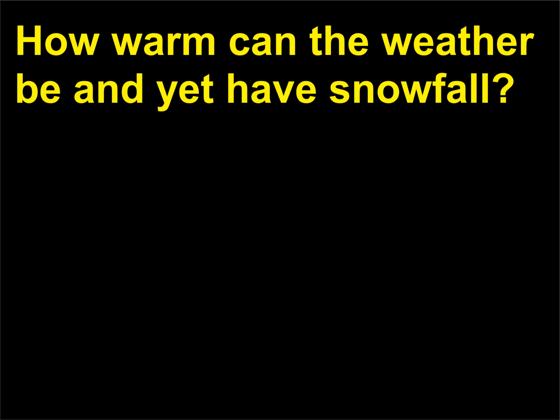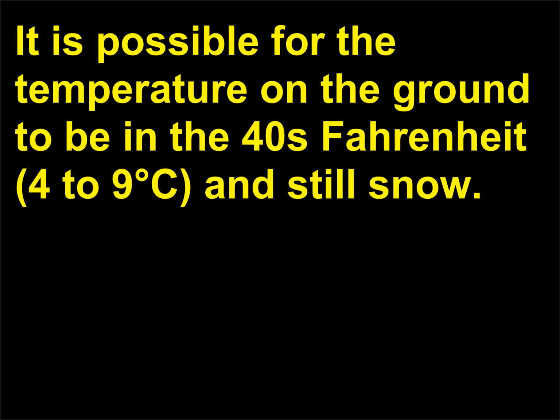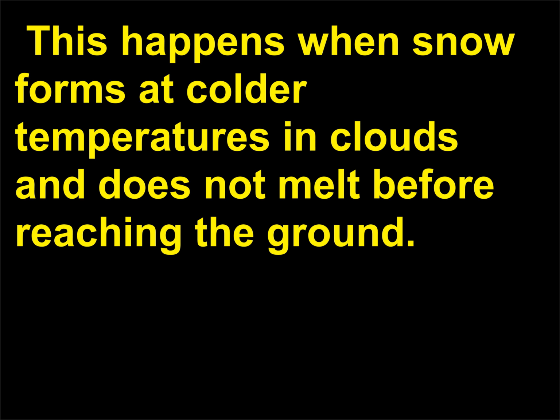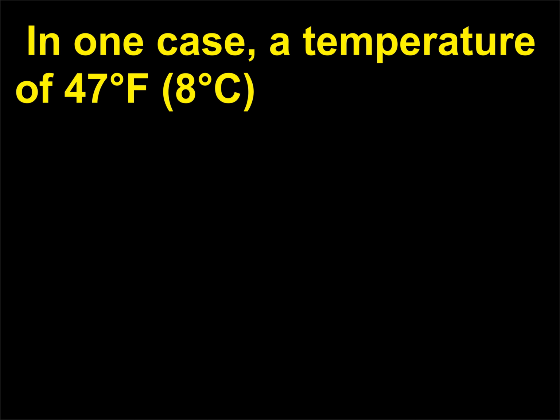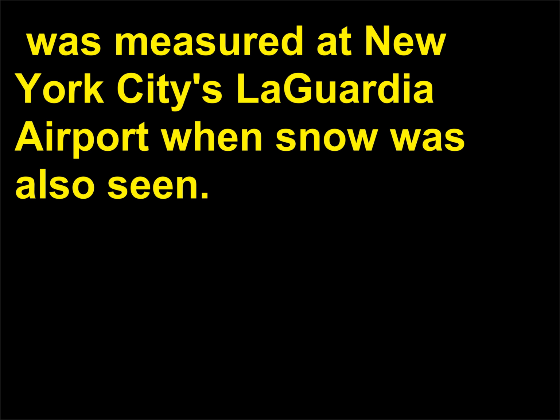How warm can the weather be and yet have snowfall? It is possible for the temperature on the ground to be in the 40s Fahrenheit, 4 to 9 degrees Celsius, and still snow. This happens when snow forms at colder temperatures in clouds and does not melt before reaching the ground. In one case, a temperature of 47 degrees Fahrenheit, 8 degrees Celsius was measured at New York City's LaGuardia Airport when snow was also seen.